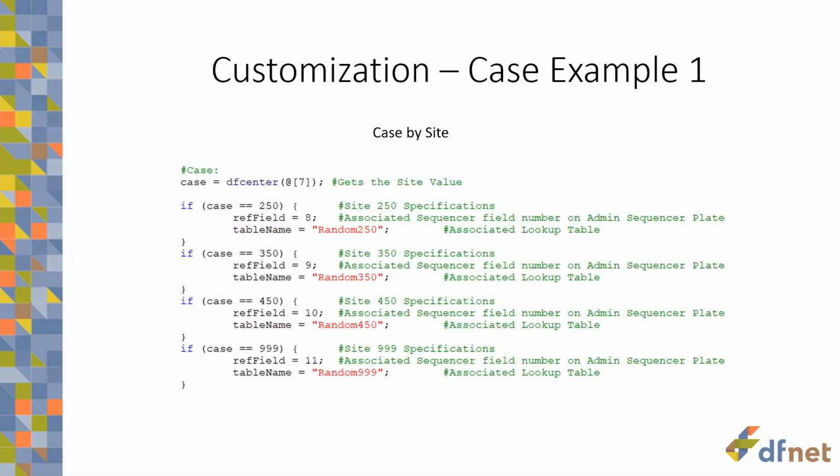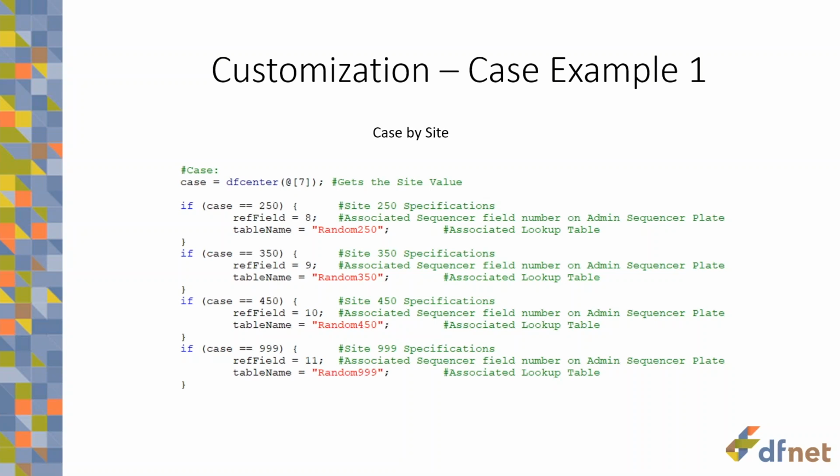The first part is assigning the case. So case is DF center at 7. I grab the site value. So I figure out which site am I from. Am I from 250, 350, 450? Am I the test site 999? Then the next component is just saying, well, okay, if the case is 250, then the field I'll be referencing on the admin sequencer is field 8, and the table name is 250. It knows not to use table name random 340 or random 999 if I'm in site 250.